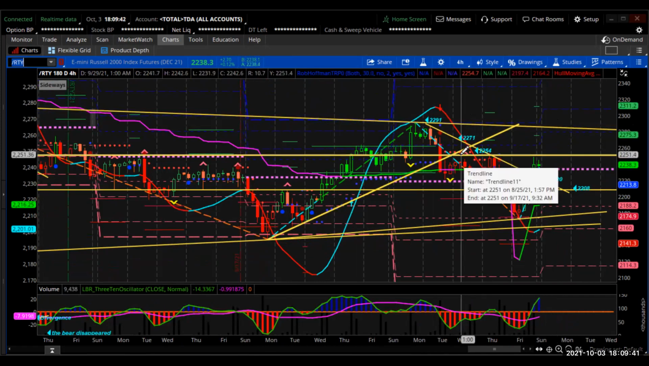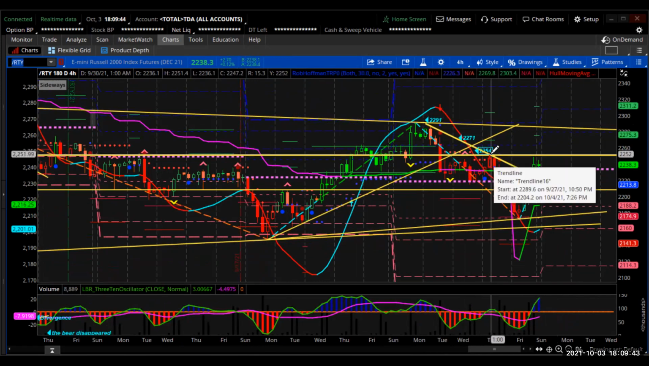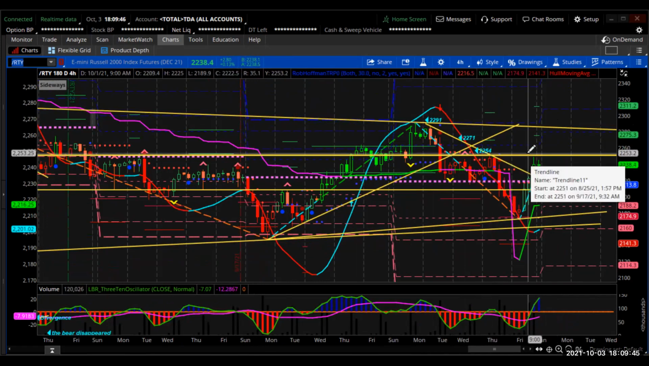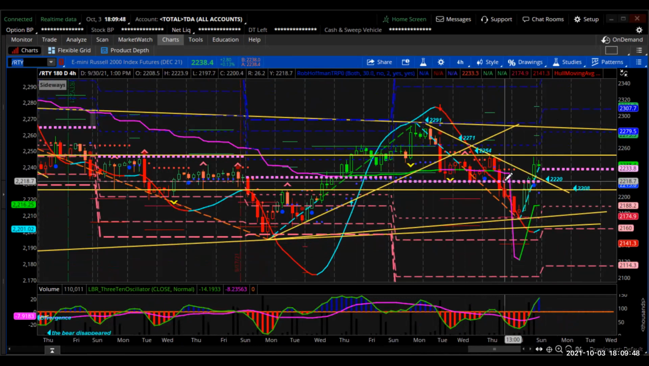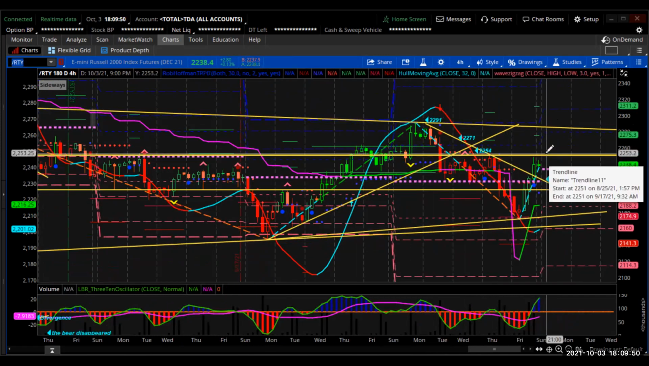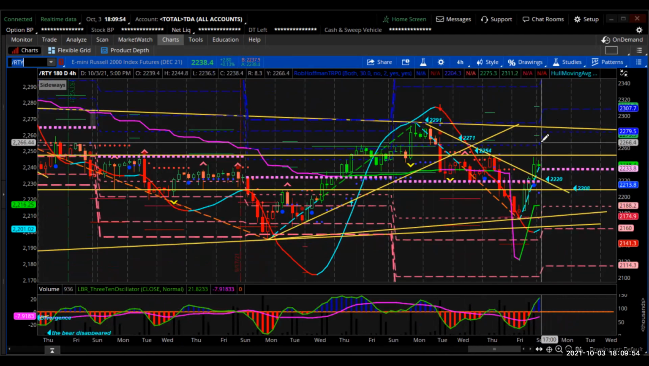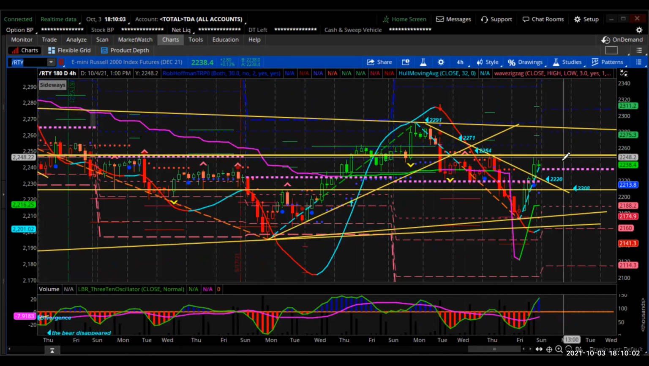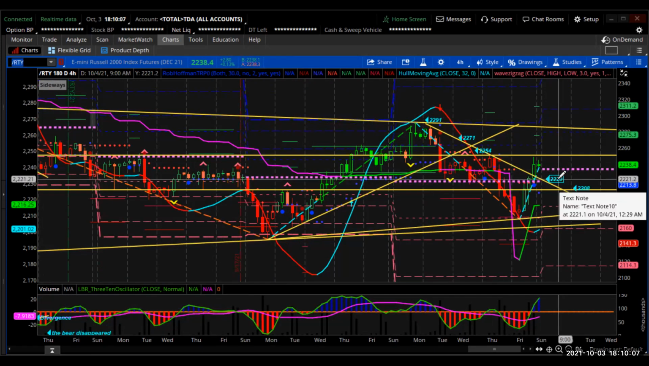So this is the same thing here. We are at 2238. We're moving a little bit, but a good target would be 2254 there, and 2271 for tomorrow. If we go back, let's say we fall, I'll be aiming at the 2233 area and the 2220 there.